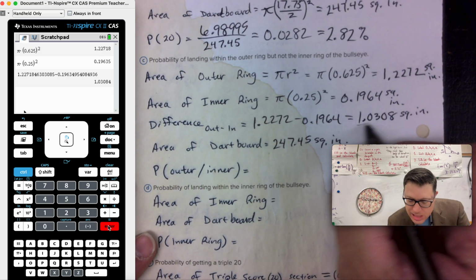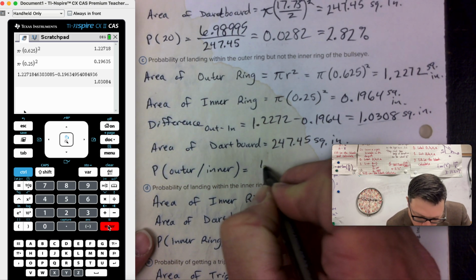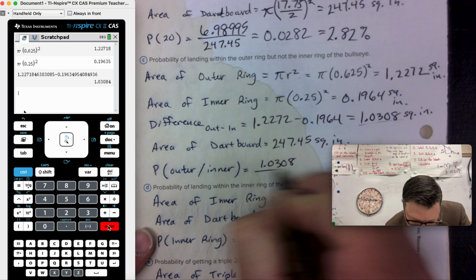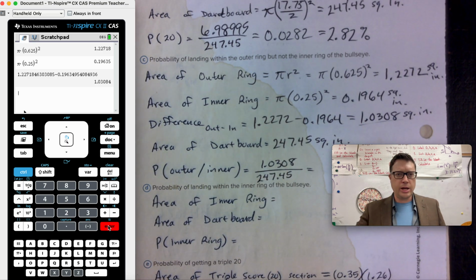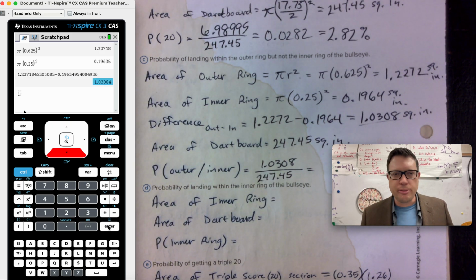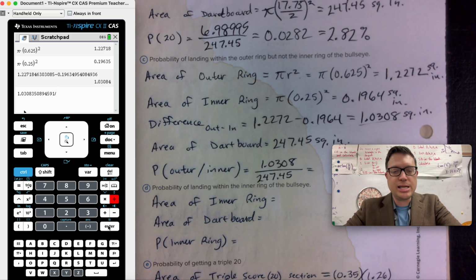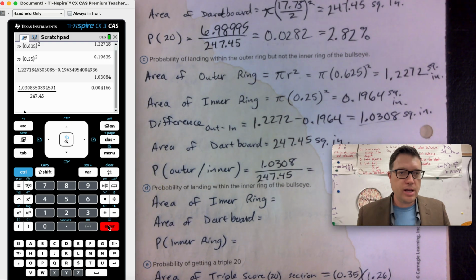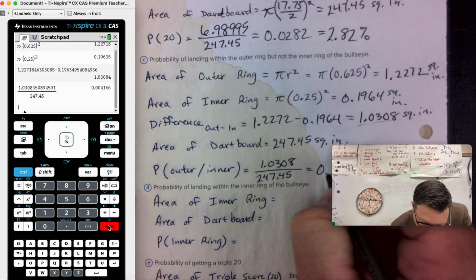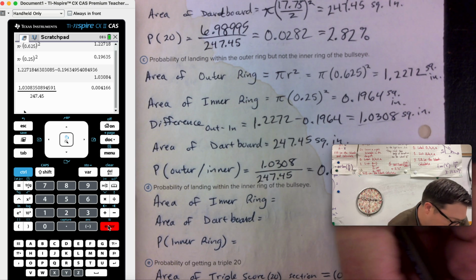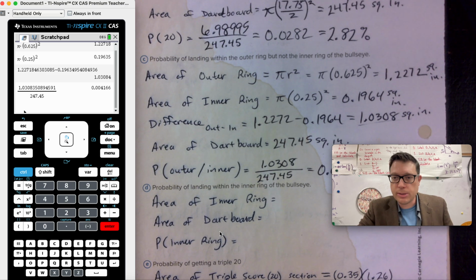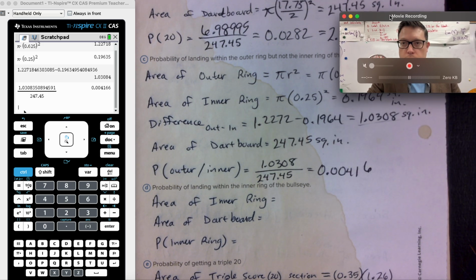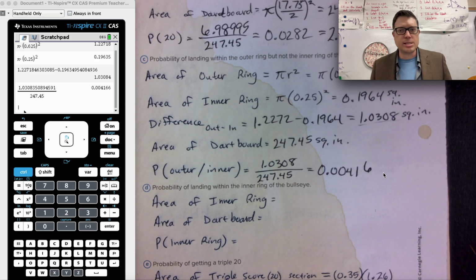So if I want to find the probability of landing in the outer but not the inner, I'm going to use the difference divided by the total. 1.0308 divided by 247.45. And I think this is a reason for me not to actually delete all of that previous work, but I'm going to leave it for now because I have at least the estimate, 247.45. 0.00416. Extremely unlikely. And I know my face is over it, so let me move my cam out of the way. There we go.